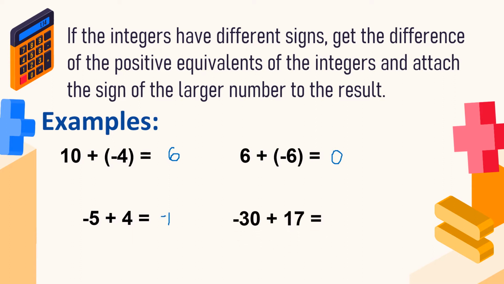Next, we have negative 30 plus 17. So 30 minus 17 is equal to 13. But the sign of the larger number is negative. That's why the answer will be negative 13.